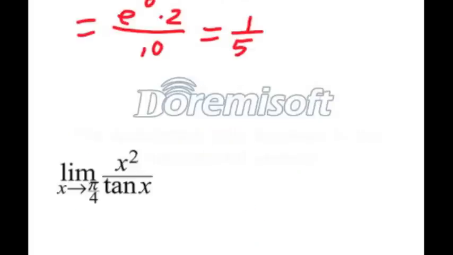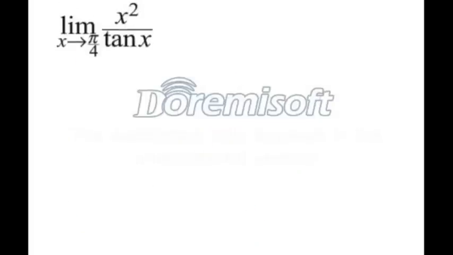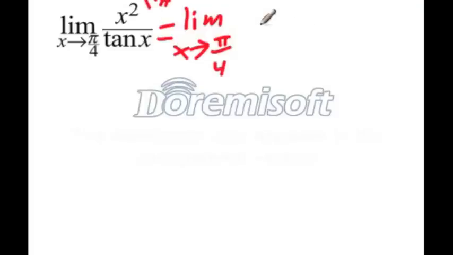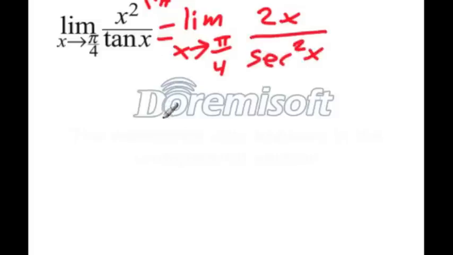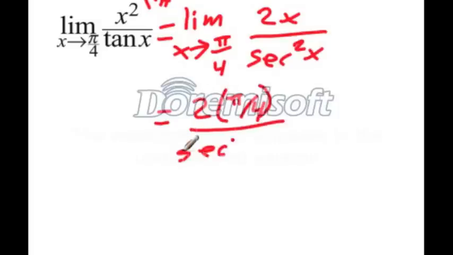Let's take a look at another one, sort of a cautionary tale on this one. This one, using L'Hopital's rule, so we'll take the limit as x goes to pi over 4, and I'm just going to indicate we're using L'Hopital's rule. So the derivative of the top is 2x, and the derivative of the denominator, tangent, would be secant squared x. And now as we plug in pi over 4, we'll have 2 times pi over 4 on top, and in the denominator we'll have secant squared of pi over 4.